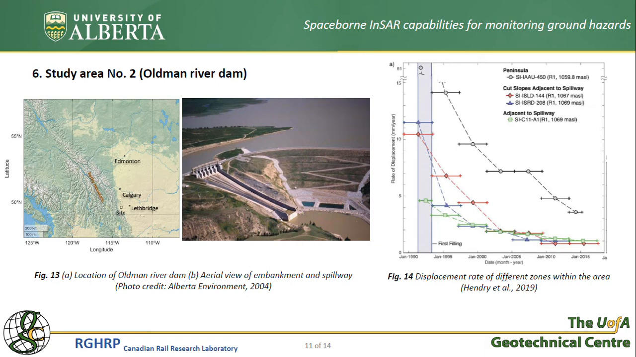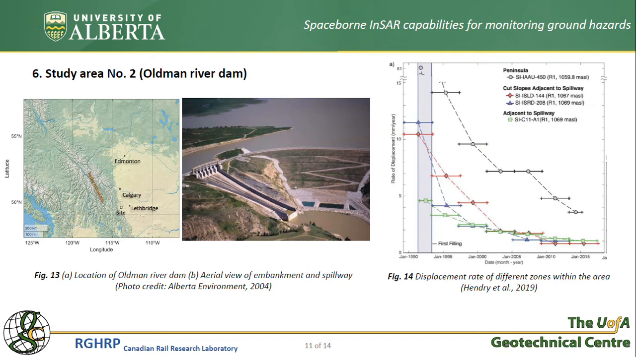Another study area that I worked on was the Oldman River Dam. It is in the south of Alberta, 80 km east of Lethbridge. The dam construction was completed in 1992, but the ongoing displacements of the spillway and its adjacent areas were identified from the very beginning of construction in 1986. Previous studies have reported several weak clay seams at different elevations with residual friction angles of 11 to 15 degrees.